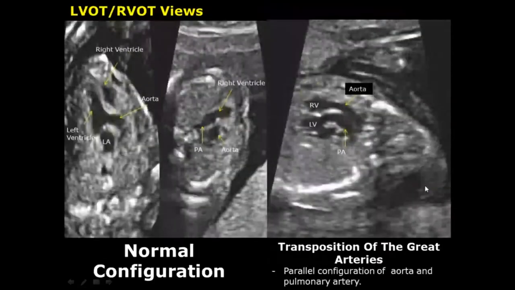In transposition of the great arteries, the aorta and pulmonary artery switch places. Normally the aorta and the pulmonary artery cross each other. Normally they are not parallel to each other, but in transposition of the great arteries, they have a parallel configuration. So this parallel configuration is a sign of transposition of the great arteries.